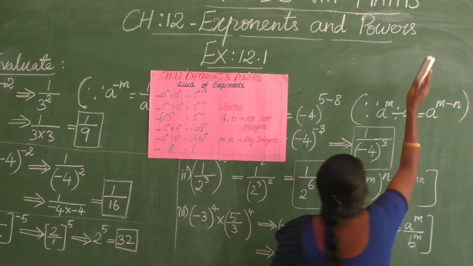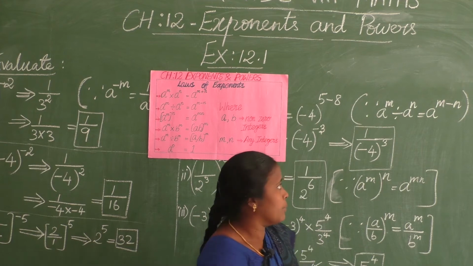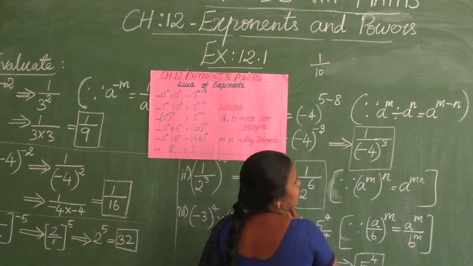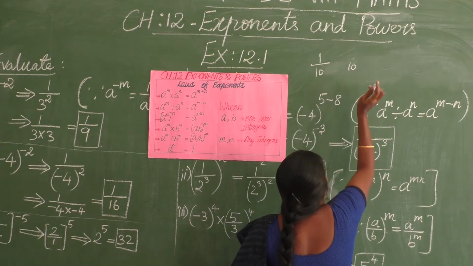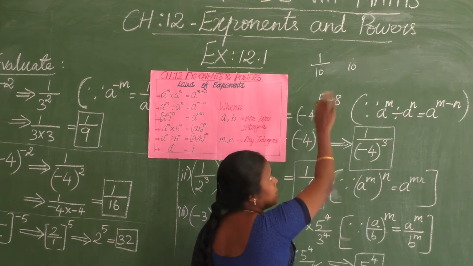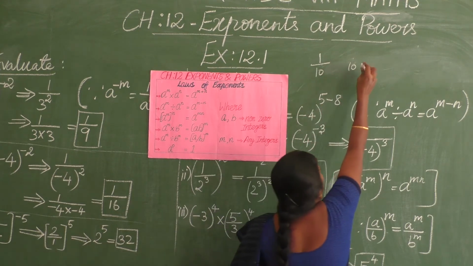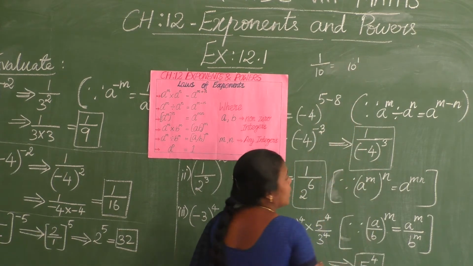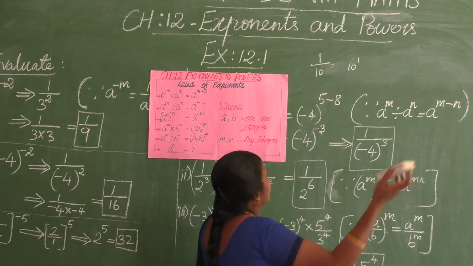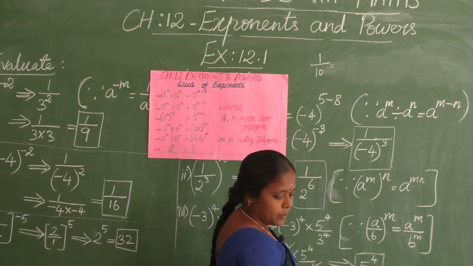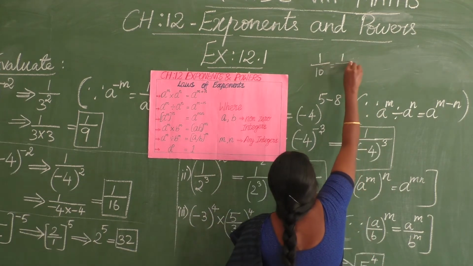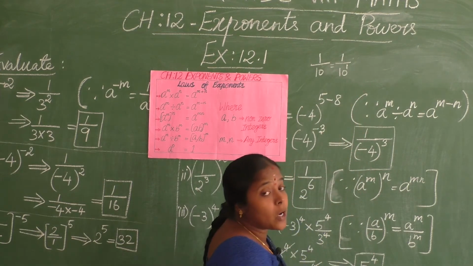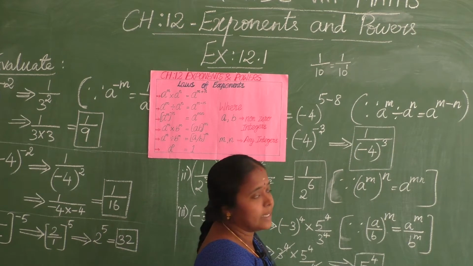Here, negative powers also sometimes will come. How can we write a negative power? See, this is 10, this is 1 by 10. Both are not equal, you know well. This can be written as 10 power 1. Here, how do you write this? 1 by 10 can be written as 1 by 10 power 1. Here the power, that means the exponent, is positive, plus 1.